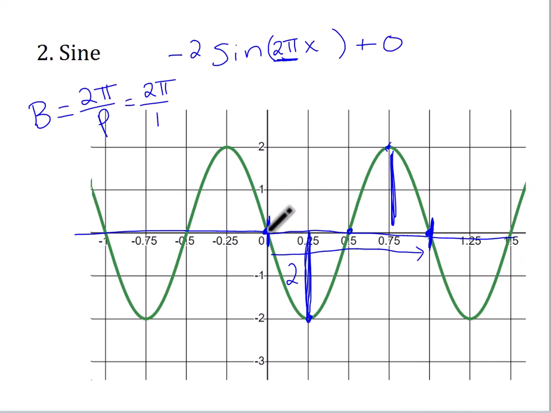And so the start of sine is at 0, and so we don't need to shift anything left or right, and so there's no c value that we need here, and so our final answer would be y equals -2 sine 2 pi of x. You can include the plus 0 or not, but this would be our final answer.